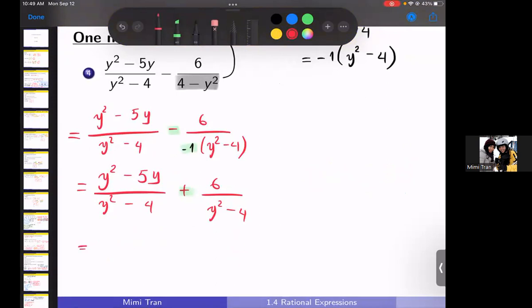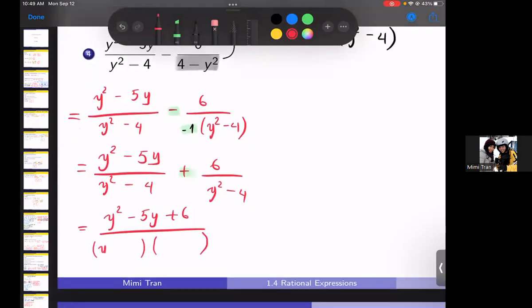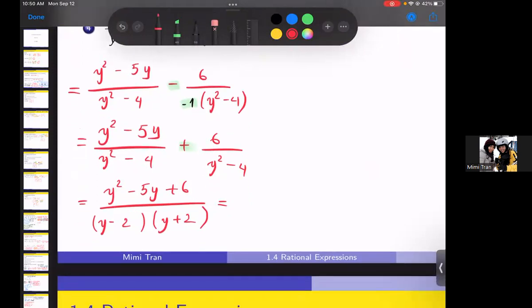Now you can add across because we have the same denominator here. y squared minus 5y plus 6. Is it factorable? Let me factor the bottom: y minus 2, y plus 2. Can someone factor the top for me? It should be easy.